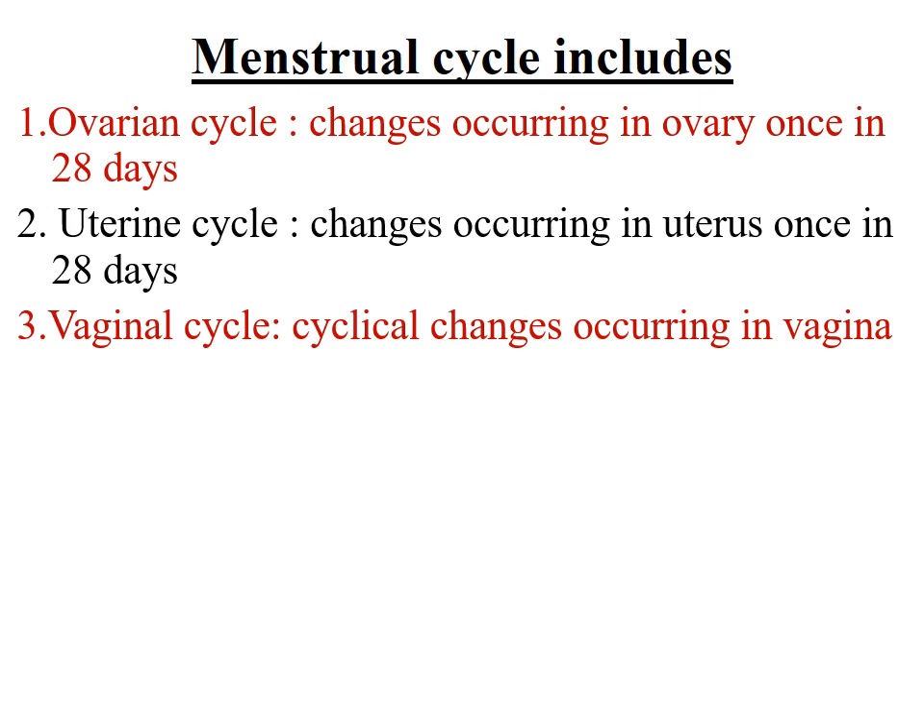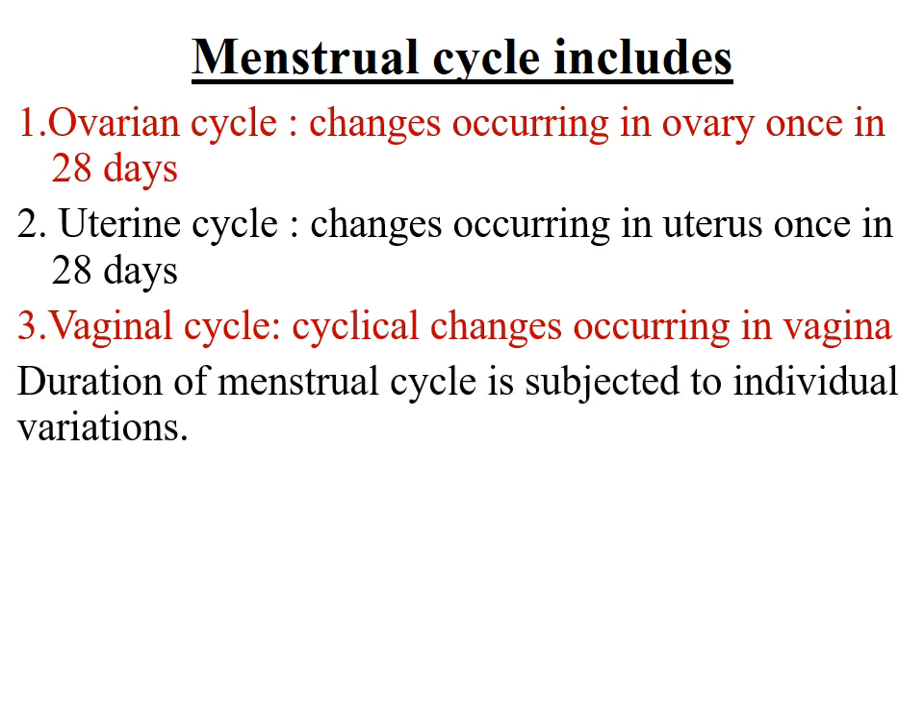So you can see that every 28 days changes will be happening in the ovaries, changes will be happening in the uterus, changes will be happening in the vaginal area. So these three different cycles are together known as a menstrual cycle.